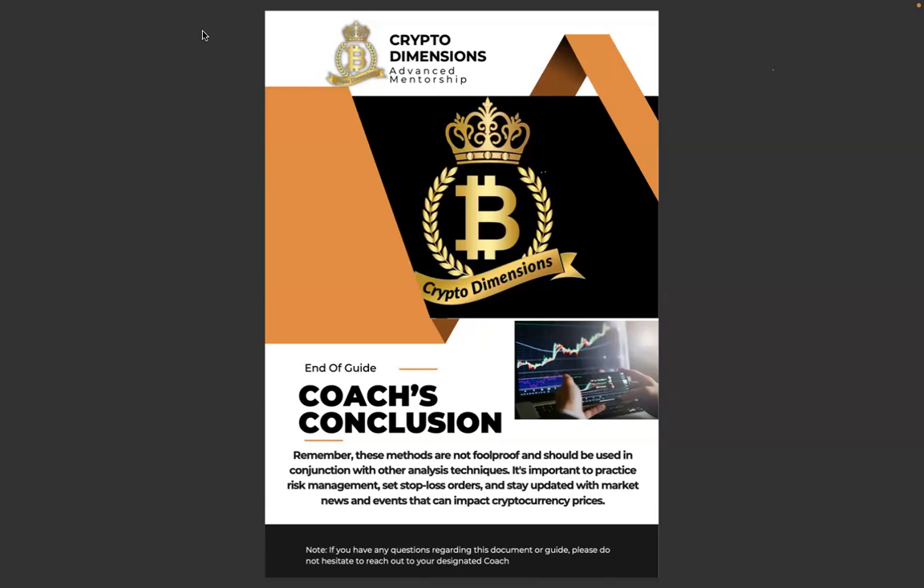The end of the guide, the conclusion. Remember, these methods are not foolproof and should be used in conjunction with other analysis techniques. It is important to practice risk management, set a stop loss order, and stay updated with market news and events that can impact cryptocurrency prices.